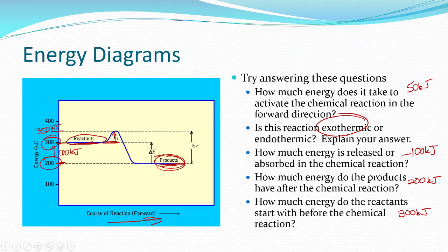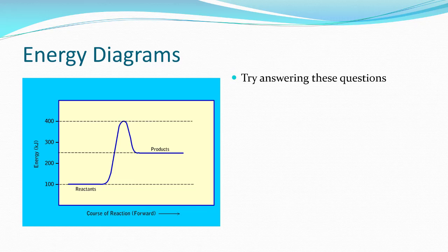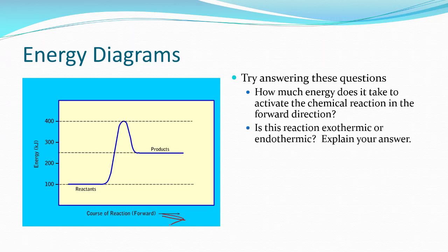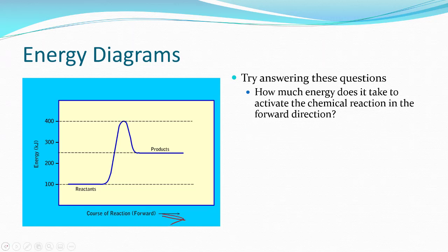Okay, let's try another one. You're going to notice that the graphs have less and less information. All right, so let's try another one. How much energy does it take to activate the chemical reaction in the forward direction? Forward, again, forward direction. So reactants up to the peak here. We're starting at 100, going to 400. Your answer should be 300 kilojoules.